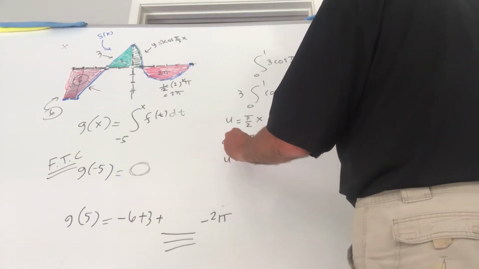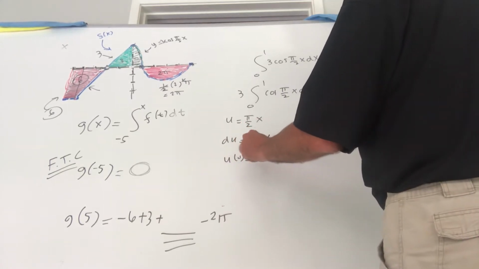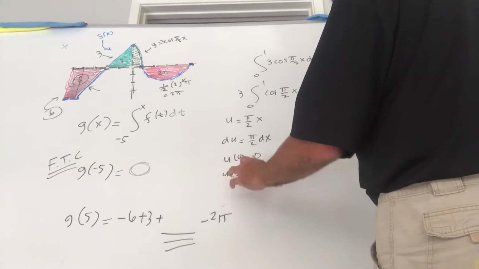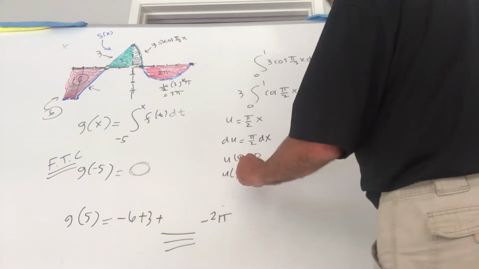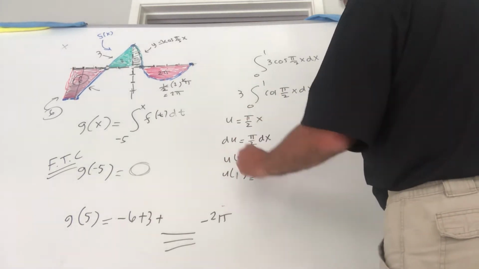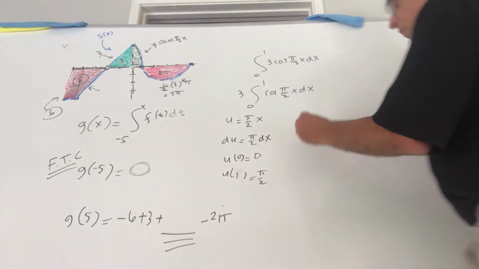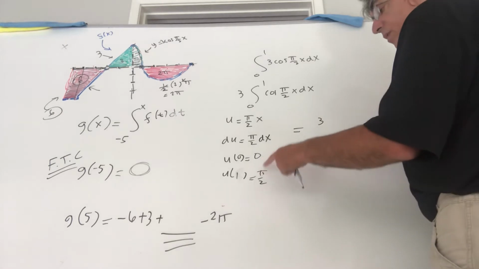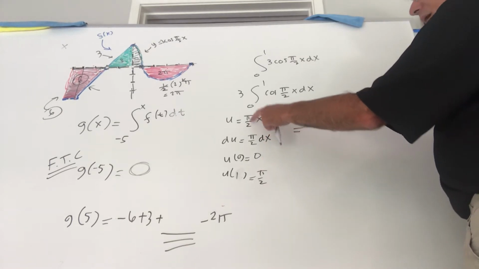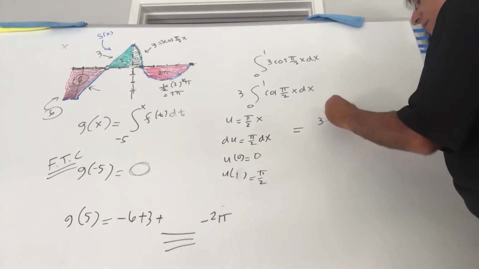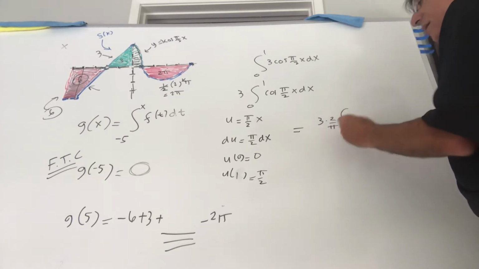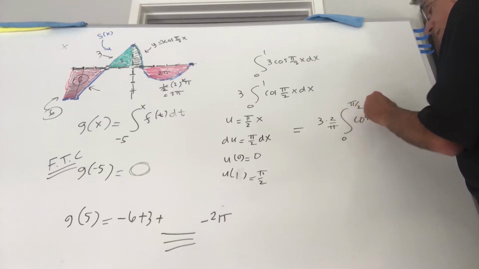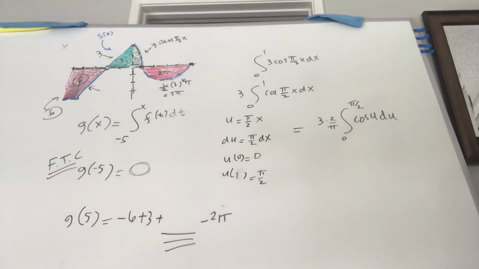If I put 0 in, 0 times anything is, of course, 0. And then what if I put pi over 2 in? No, sorry, I put 1 in. 1 times pi over 2 is pi over 2. So remember how this works. The 3 sits there. But then you have to remember, you've got to divide by this. So that's going to be 2 over pi, integral from 0 to pi over 2 of cosine u du.